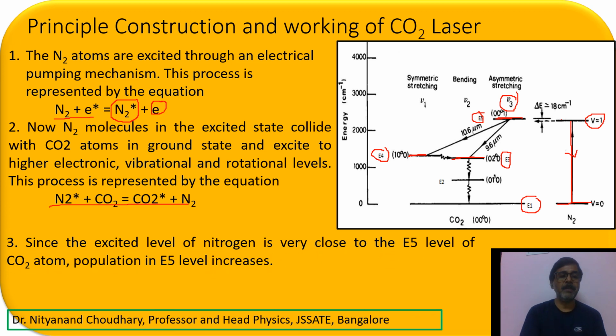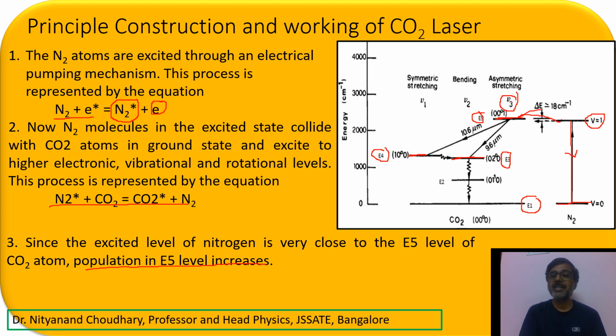The third line, you see, since the excitation level of the nitrogen is very close to E5. Now here you see what I have told you. This excitation state of the nitrogen is very close to your E5, right? Very close to E5. So the population there is going to increase. So there you will have the highest number of the population. So in your E5 energy state, more and more atoms will be coming because it is getting the maximum energy, and therefore the highest number of atoms is getting concentrated in your E5 energy state.